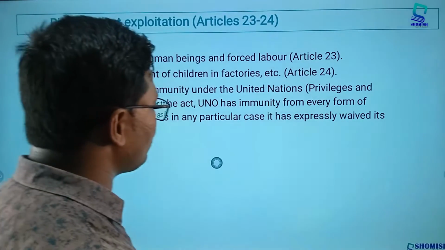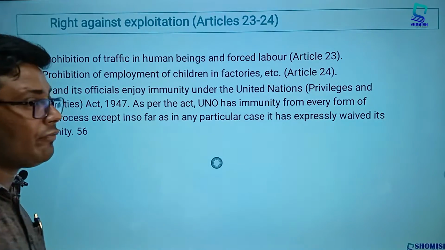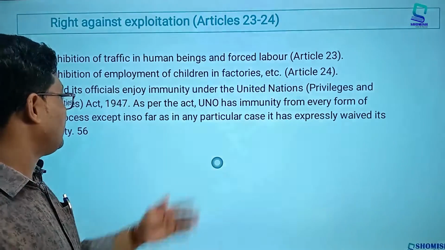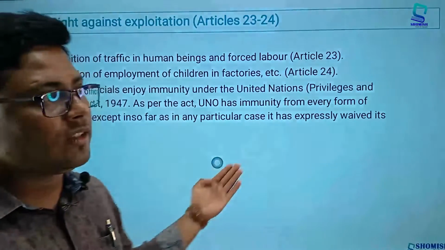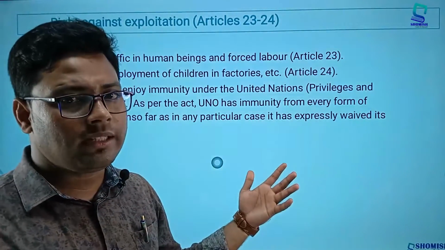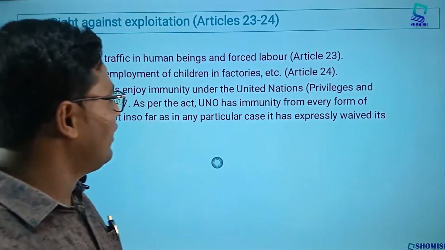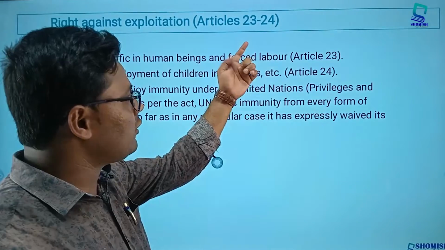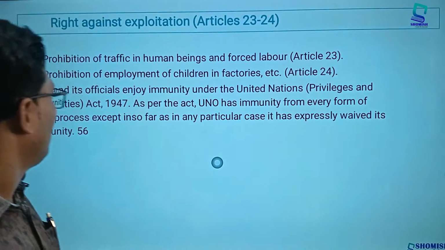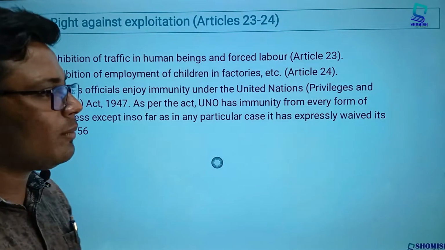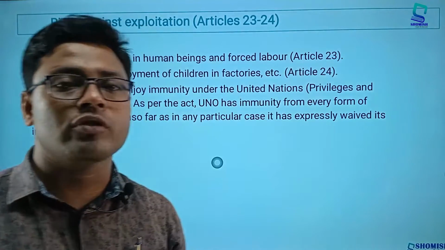Right against exploitation comes under Articles 23 and 24. Okay, right now, the third fundamental right, that is right against exploitation. It covers two articles, Articles 23 and 24. Article 23 basically said prohibition of traffic in human beings and forced labor.